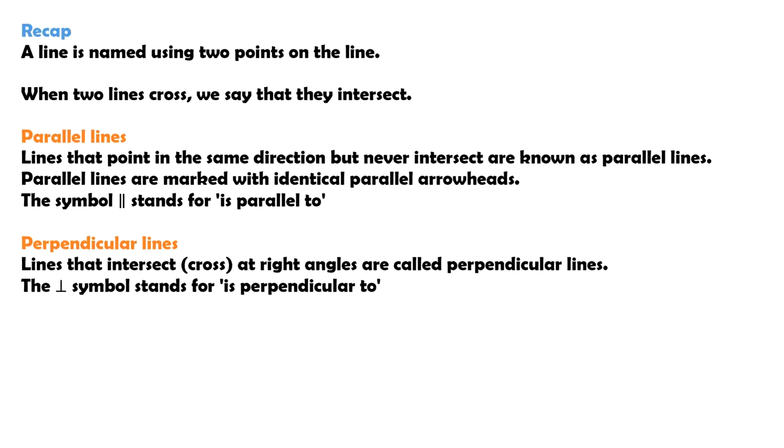Then the last one we looked at was perpendicular lines. Now, these intersect at right angles. So that means they cross always at right angles, and these are called perpendicular lines. And they're represented by the symbol there with a vertical line going down and then a horizontal on the bottom. And that stands for is perpendicular to.